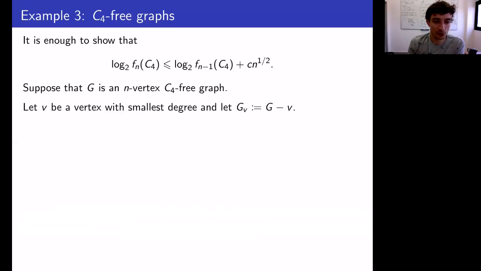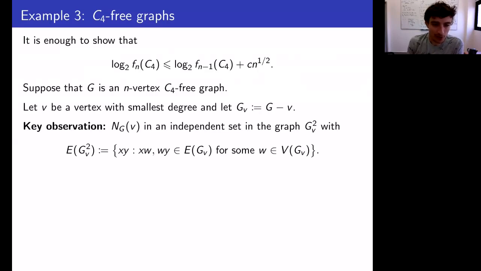Now, what we can do is take some vertex V, and for reasons which will become clear later, we take V to be a vertex with smallest degree, and we denote by G sub V the graph obtained from G by removing the vertex V along with all of its incident edges. So it's a graph without the 4-cycle and with n-1 vertices.